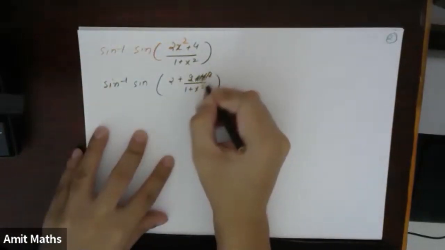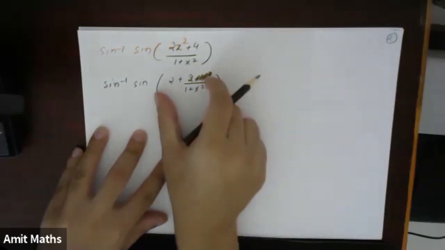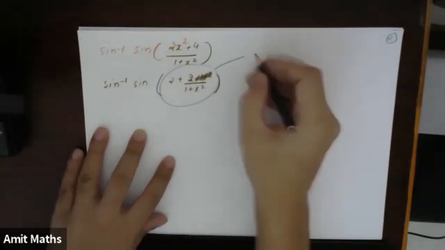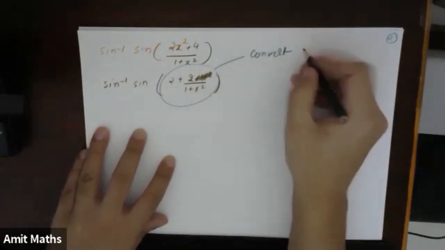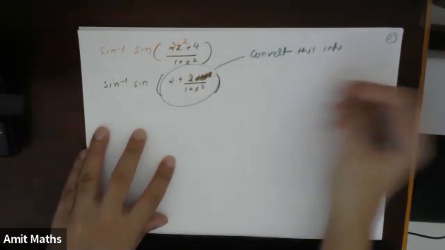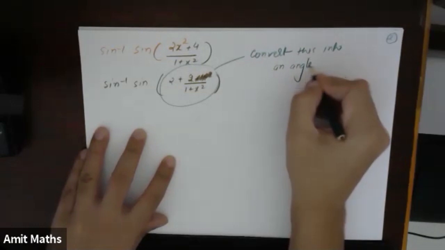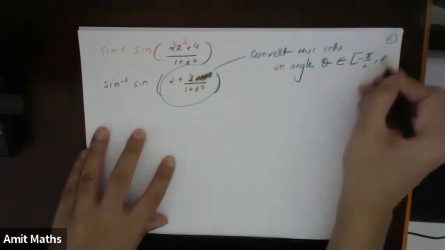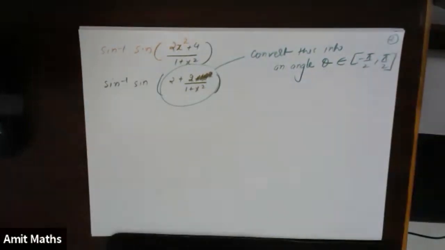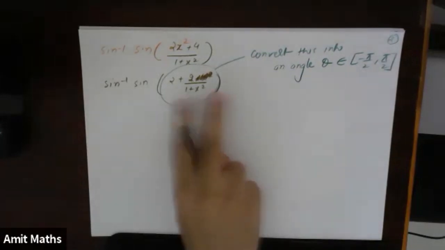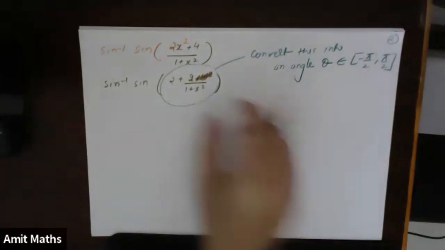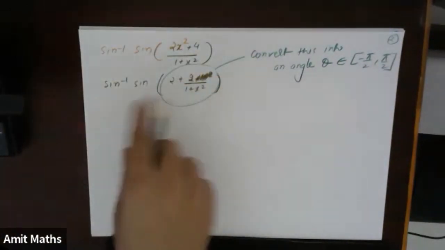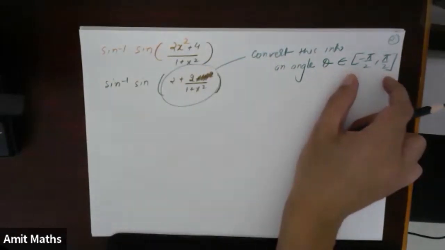Now see, basically to write whatever is inside, we have to convert this into an angle theta which lies between minus pi by 2 to pi by 2. And if we write this angle in between minus pi by 2 to pi by 2, this whole thing will simply shift to the value of the theta which is inside, right?